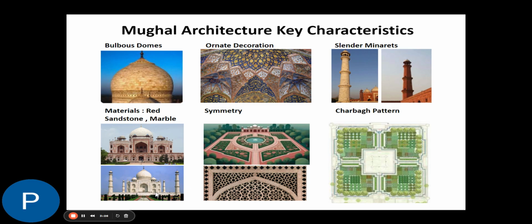Basically, red sandstone was used in buildings such as Humayun's tomb, Akbar's tomb at Sikandra, the Agra Fort and Red Fort, and white marble was used in the Taj Mahal. Then coming to symmetry, we can see horizontal and vertical symmetry in the designs of this architecture. Then coming to the charbagh pattern, basically the bagh is divided into four parts by the use of horizontal and vertical axes, and in the center of it, the main monument was placed.